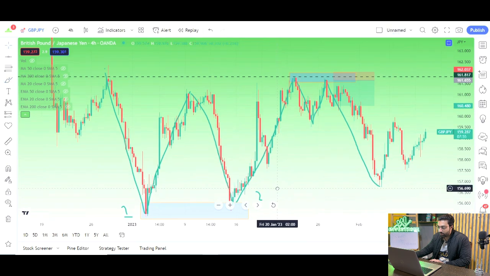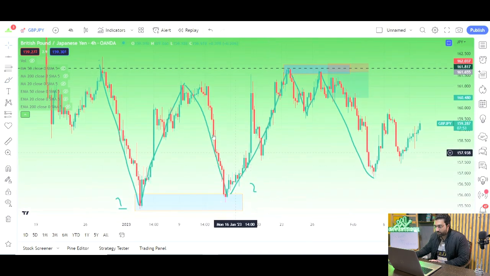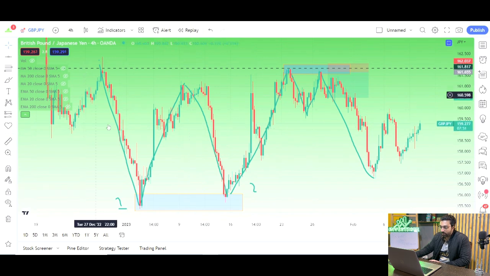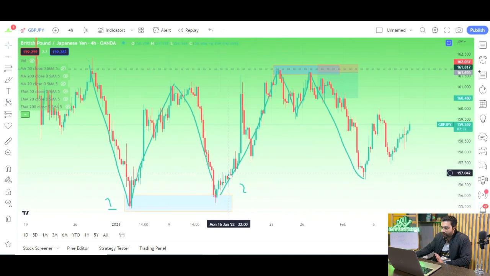So this will be your favorite time to enter the market, whenever the market comes back to retest the support or the resistance zone for the first time. Once it retests for the second time, this is the time where you can enter the market. If it's support, you will enter the buy zone, and if it's resistance, you will enter the sell zone.